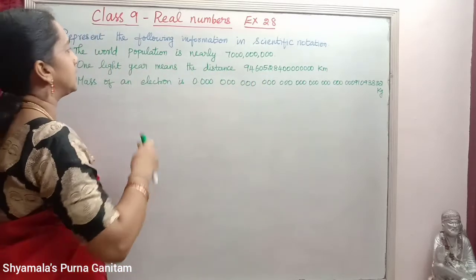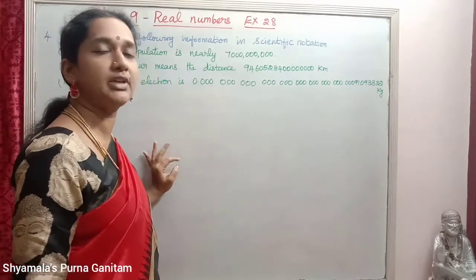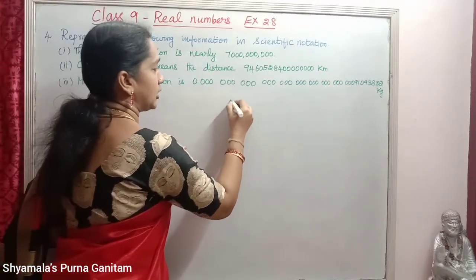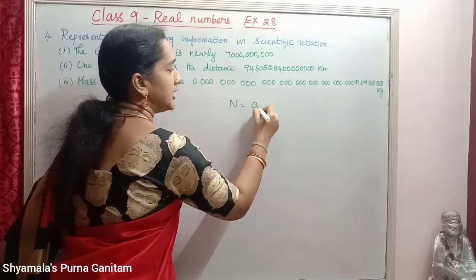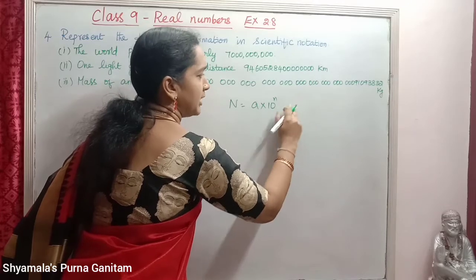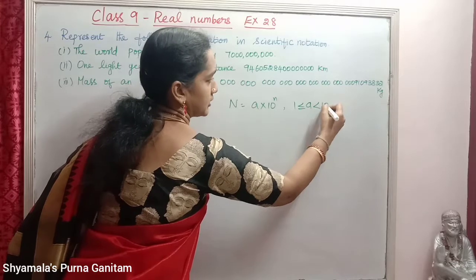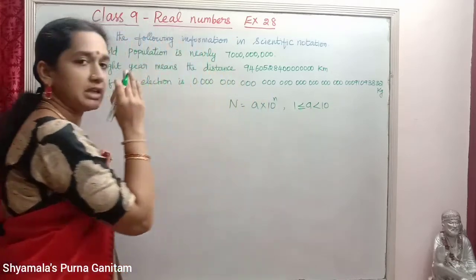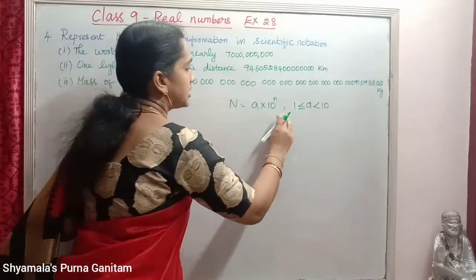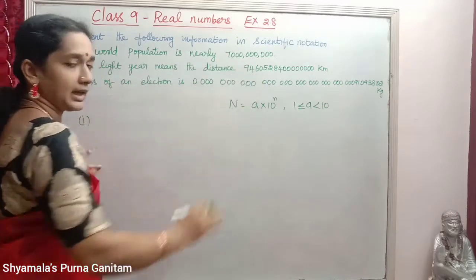First one is the world population is nearly 7 followed by 9 zeros. We are asked to write it in scientific notation. We know that in scientific notation, we have to write it in the form a into 10 power n, where a is between 1 and 10, that is, 1 less than or equal to a less than 10. So a will be represented only as a single digit number. So this is the scientific notation. We have to rewrite the given numbers in scientific notation.